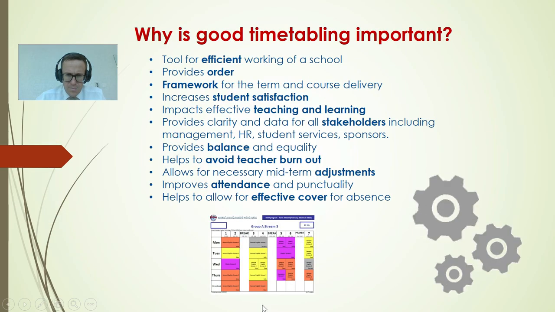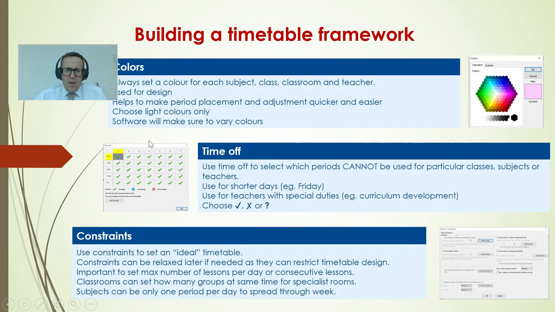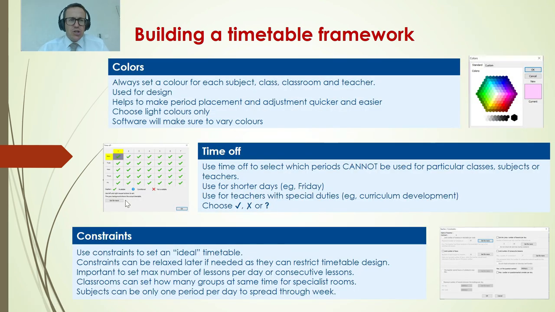And the last thing here is constraints. So we use constraints to make an ideal timetable. You need to think about things that might affect things, like how many times people see a teacher, how many classes a teacher has with one group every day. You can set these, but you don't have to be bound by them. You can relax them later if it makes your timetable more difficult to make.